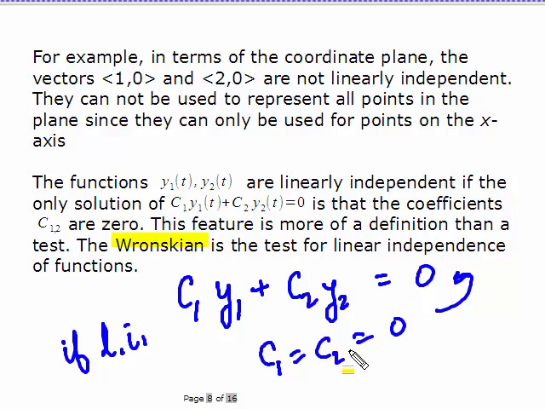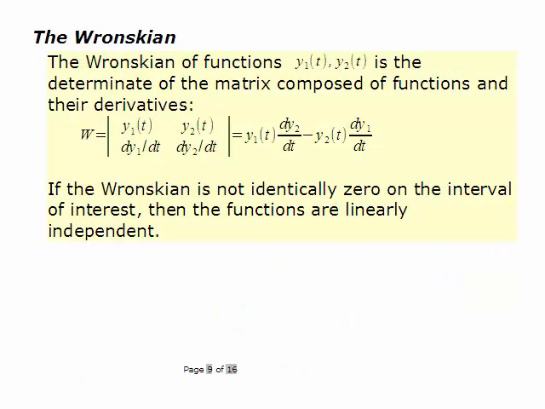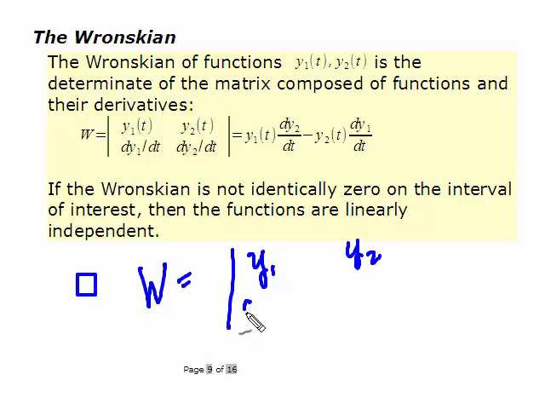And we can use it for functions. And here's a Wronskian. We have two functions, y1 and y2. Doesn't matter where you got them at this point. This is independent of the fact that they are solutions of a differential equation. We're only looking to see if they are linearly dependent or independent. The Wronskian is the determinant of a matrix composed of the functions y1 and y2 and their first derivatives.